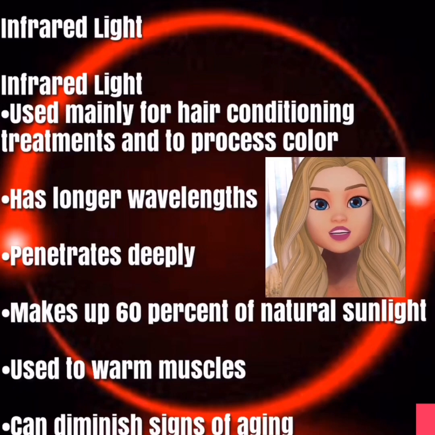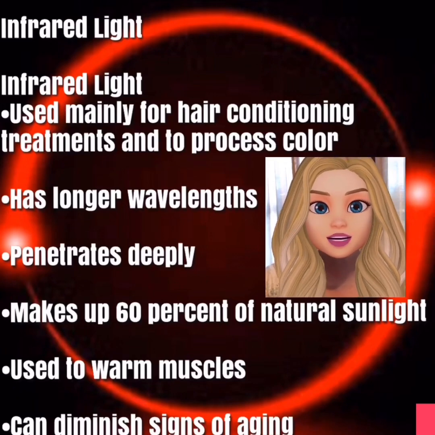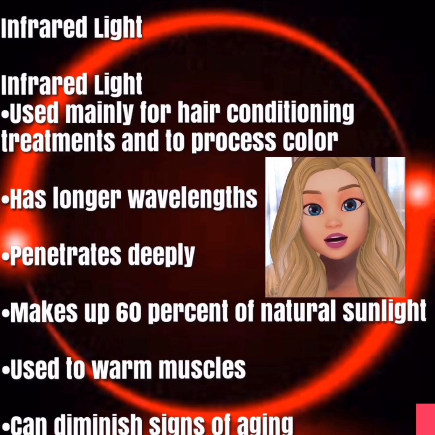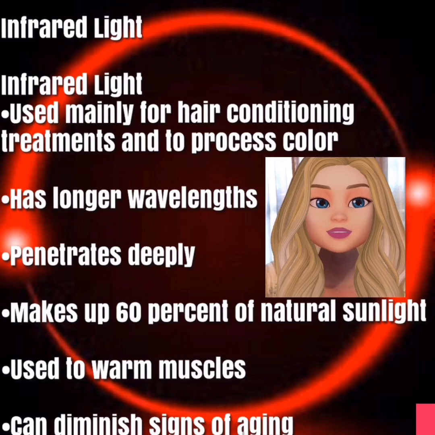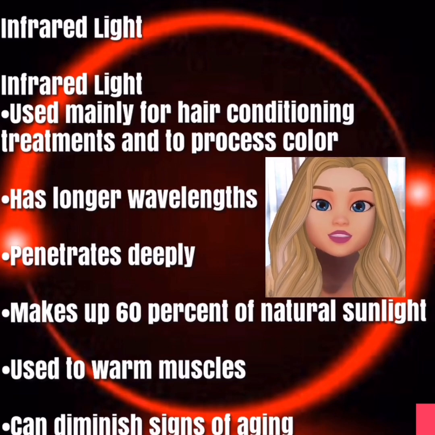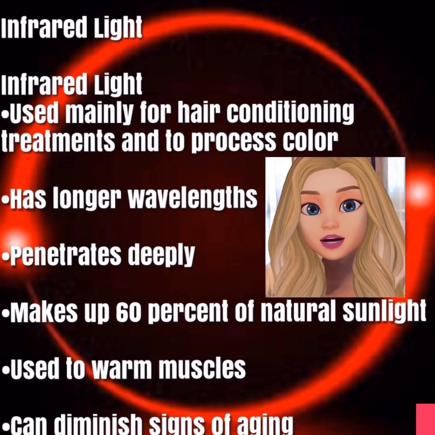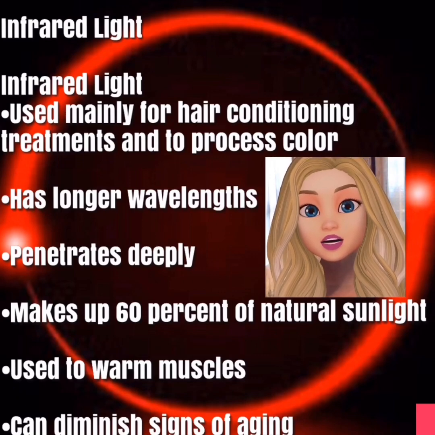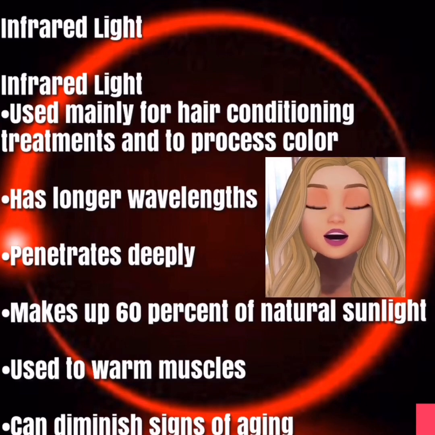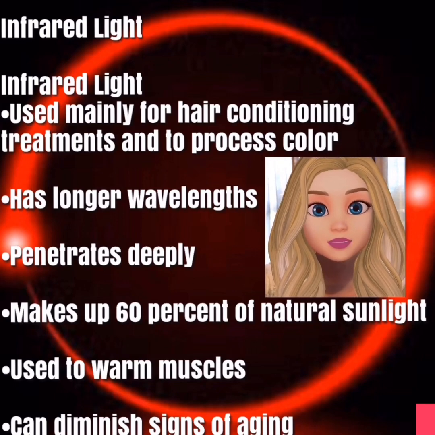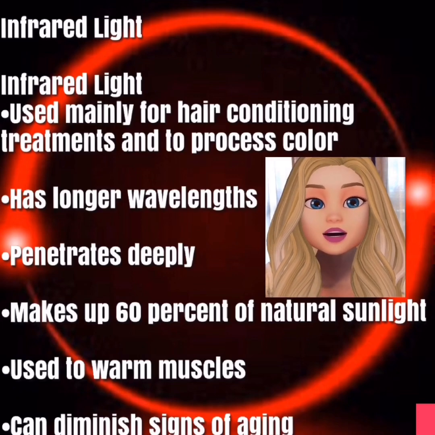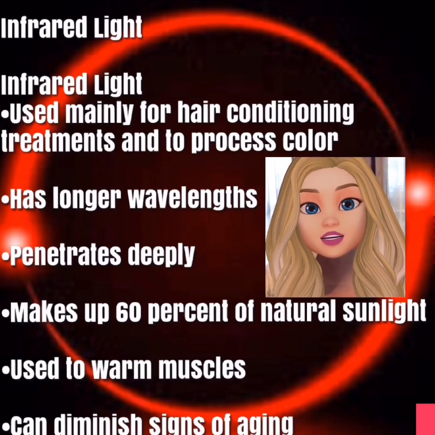Infrared light has longer wavelengths, penetrates more deeply, has less energy, and produces more heat than visible light. Infrared light makes up 60% of the natural sunlight. Infrared lamps are used mainly during hair conditioning treatments and to process hair color. They are also used in spas and saunas for relaxation and warming up muscles. Infrared light has been used to diminish signs of aging such as wrinkles, heal wounds, and increase circulation.